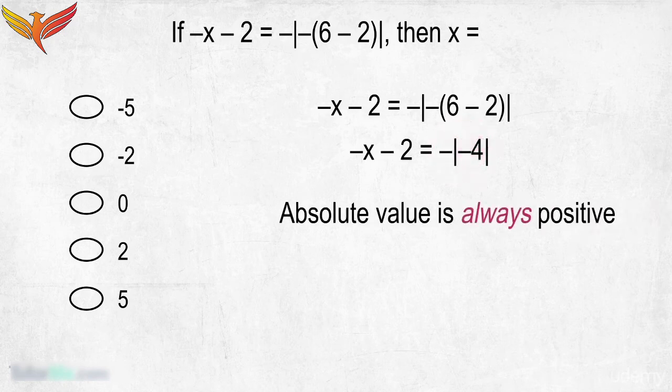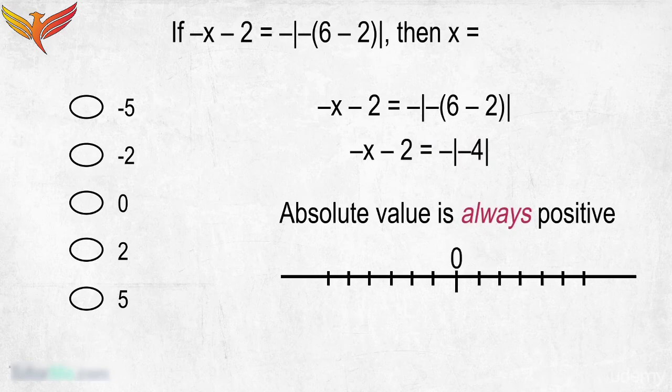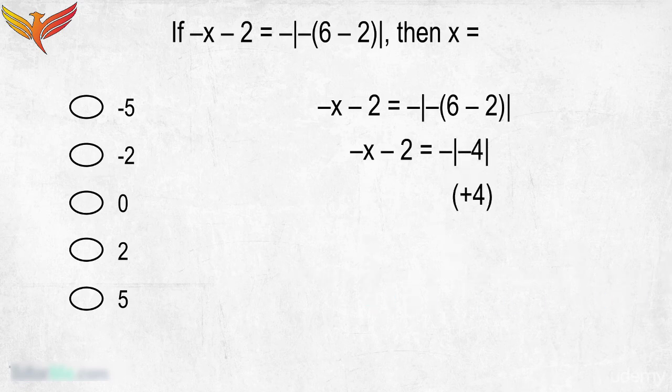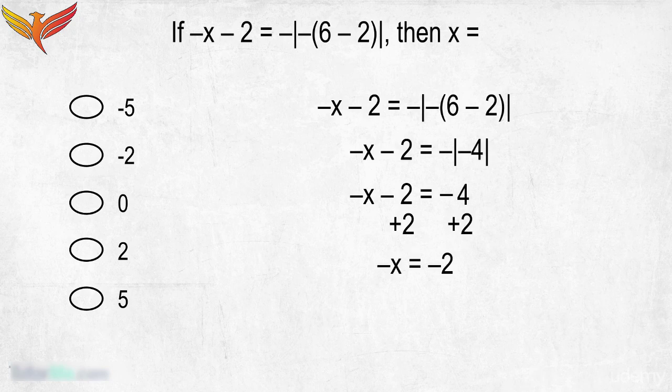Remember that the absolute value is always the positive difference between the number and 0 on the number line, so the absolute value of negative 4 is positive 4. But because there's also a negative sign outside of the absolute value sign, our positive 4 is made negative. So our equation becomes negative x minus 2 equals negative 4. We'll add 2 to each side to isolate the variable and get negative x equals negative 2. If negative x equals negative 2, then positive x equals positive 2. That's our answer.